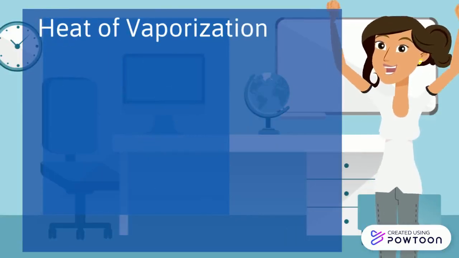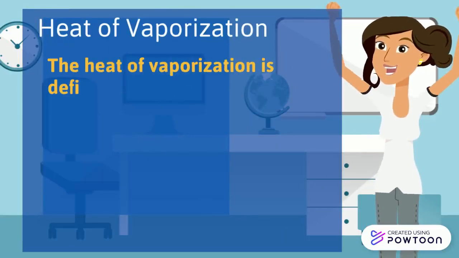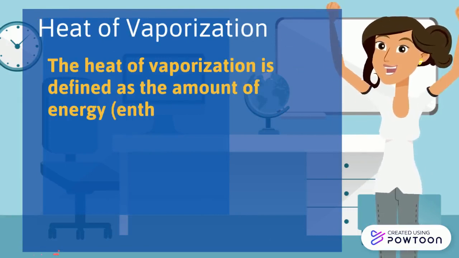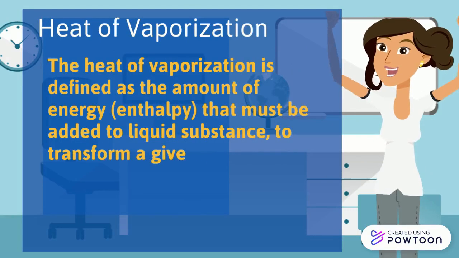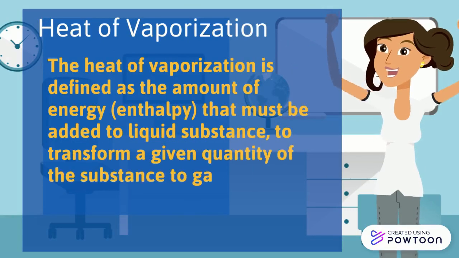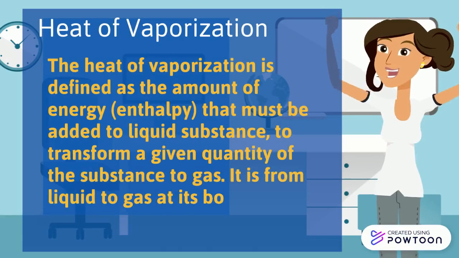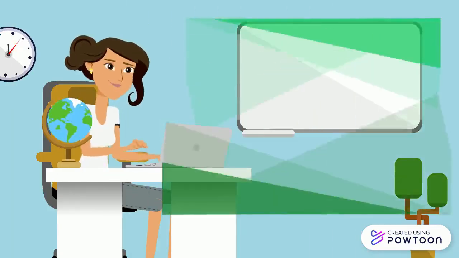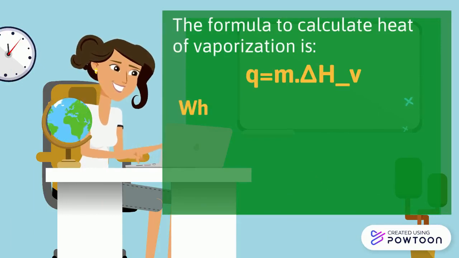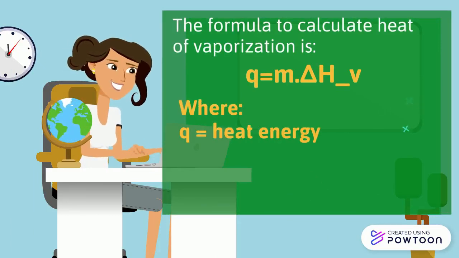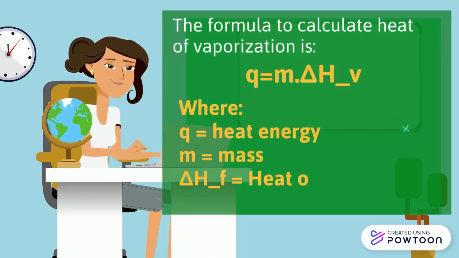Heat of vaporization is defined as the amount of energy that must be added to a liquid substance to transform a given quantity of the substance to gas. It is from liquid to gas at its boiling point. The formula to calculate the heat of vaporization is heat energy equals mass times the heat of vaporization.